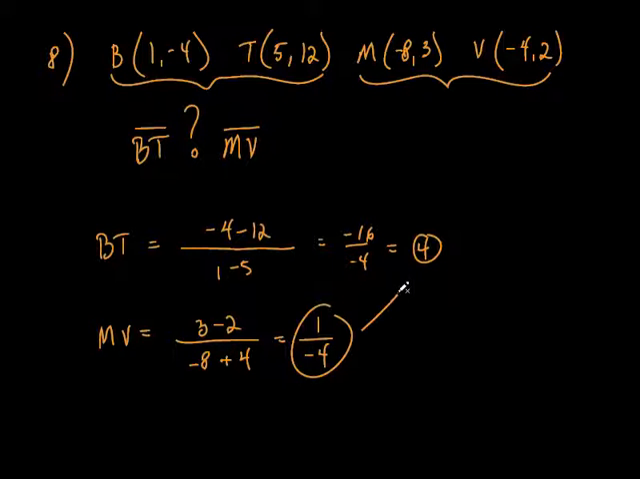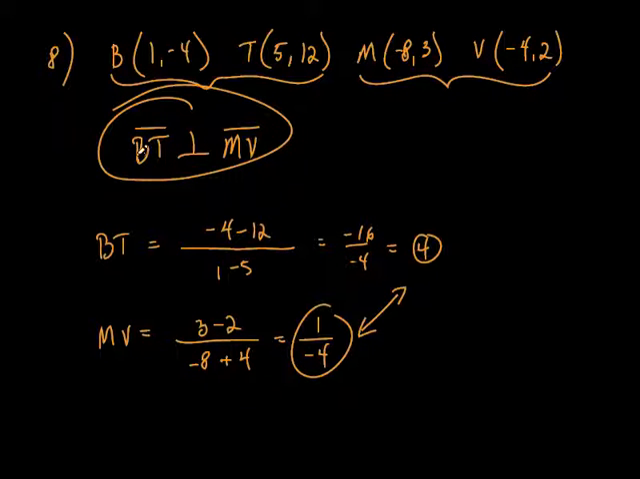Now look, compare these two. They're negative reciprocals of each other, okay? So what must be true about BT and MV? They've got to be perpendicular, all right? And there you go. You can just write the word perpendicular if you want. It's fine. Everybody with me on that? You could do like this right here if you wanted. Everybody with me on that? All right, so you find the slope of the two and then compare them.